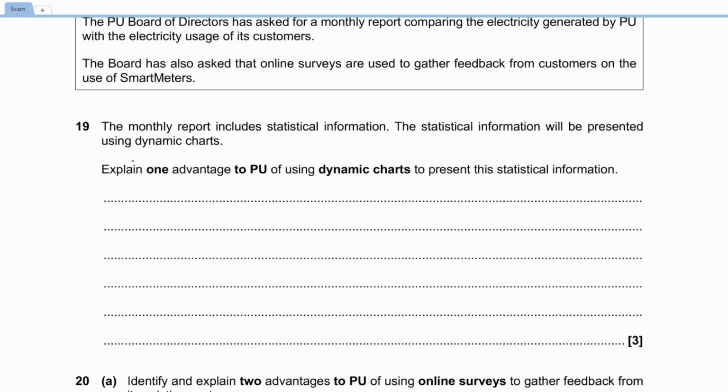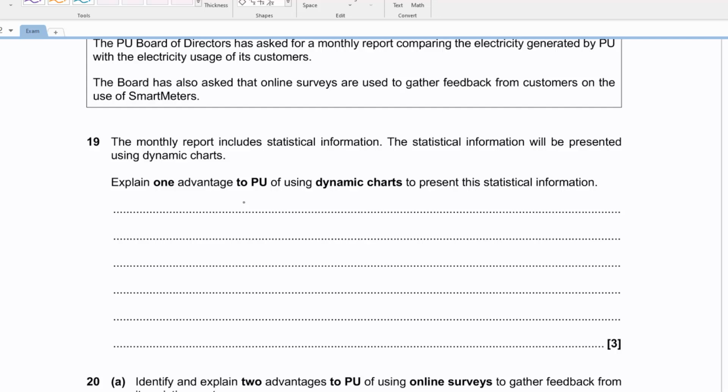And we need to explain one advantage to PU of using dynamic charts to present this statistical information for 3 marks. So we've got to be really careful how we explain this, because we want to drag out one advantage and explain it really carefully to get our 3 marks in total.